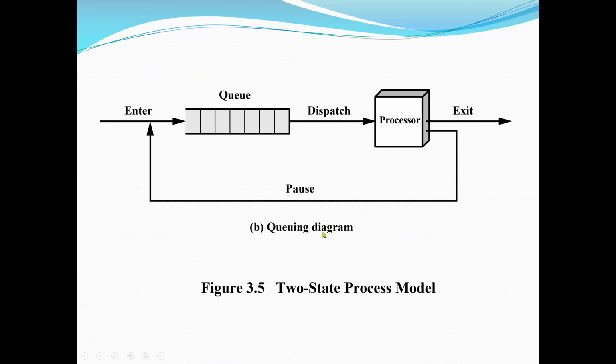So this is the queuing diagram. In this example, the item goes to the queue, then to dispatch. If it has the required data, then we process it and that's it. If not yet finished, then we pause and go back again.